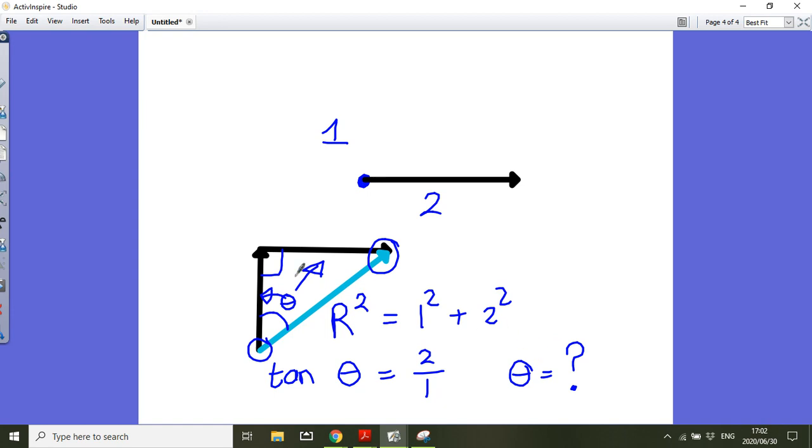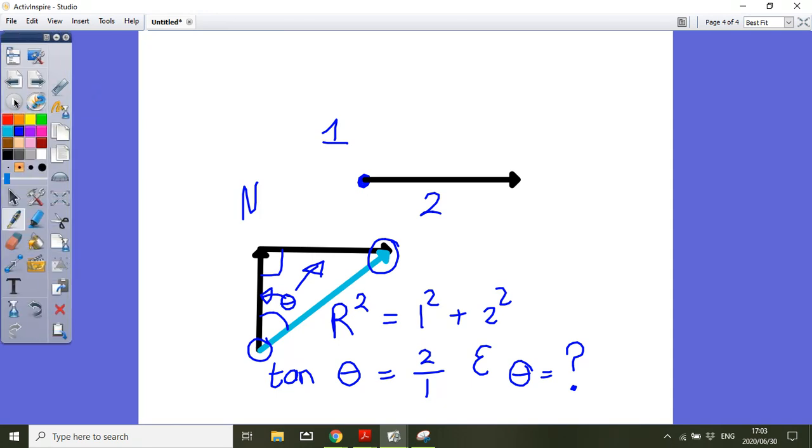But then the angle is not enough. If they give you the question as north, east, south, and west, you have to say theta degrees east of north. Okay, if you're not sure how to do this, please go back and practice the examples in your notes again.